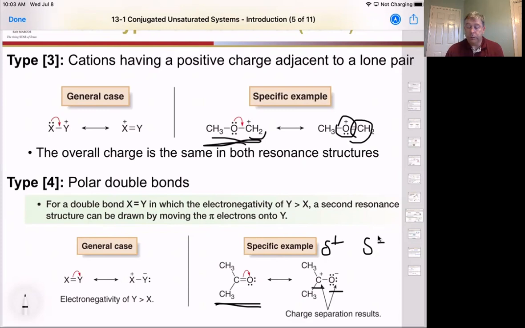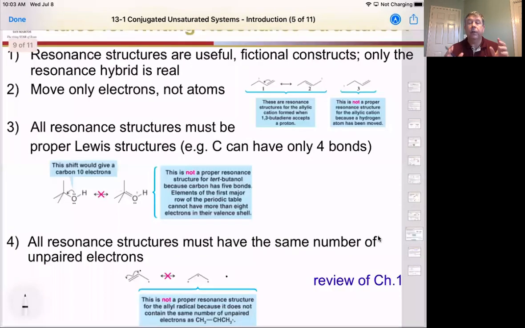Okay, so those are our different types of resonance. Let's remember our rules for resonance that we started with in chapter 2, and we're going to add a couple to it. First and foremost, the resonance structures, either extreme, just give us an idea of where the electrons might be. The resonance hybrid is real, okay? So the resonance hybrid is what gives us our reactivity and our reactions. The second rule of resonance is only electrons move, never atoms. You never move a hydrogen, you never break a bond. All you do is move electrons back and forth, back and forth.